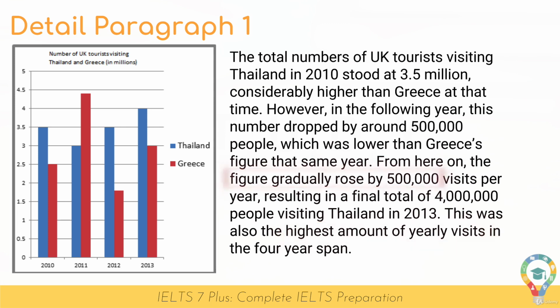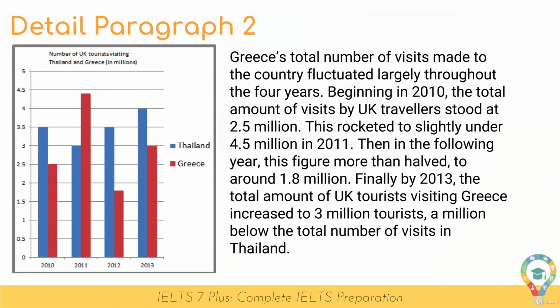Let's see the second detail paragraph for Greece. I began my second detail paragraph with a general statement saying that Greece's numbers fluctuated largely throughout the 4 years. I then started describing 2010 and gave the figure of 2.5 million. Next, I used rocketed to describe the big increase in 2011. Now you can see I said it was slightly under 4.5 million, whereas if I said the figure was 4.5 million, I would lose marks, as that is not correct.